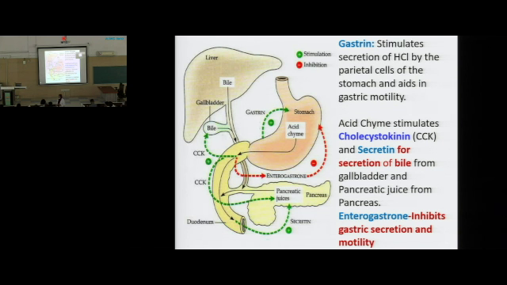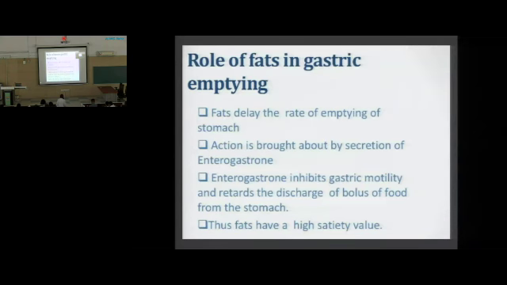Now coming to the DIT, where the lipid has come in. It is not that these hormones act when there is no lipid. When there is an empty stomach, they are not stimulated. But when there is lipid in the DIT, these hormones are stimulated. Enterogastrone, as I just said, stops the gastric motility. So what will happen? If there is no motility, the food is not going to move into the intestine, so the stomach remains full. This increases the satiety value.